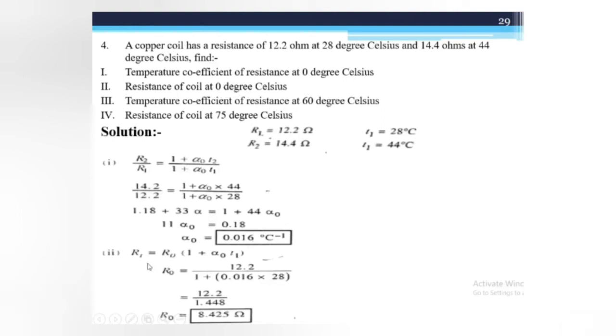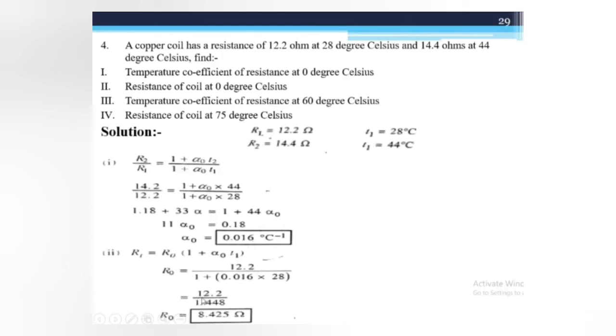Now the second one is the resistance of the coil at 0 degrees Celsius. As we know, RT equal to R0 into 1 plus alpha 0 T. So RT1 equal to R0 into 1 plus alpha 0 T1. By putting the values of alpha 0, T1 and RT1, you can get the value of resistance at 0 degrees Celsius. So it is 8.425 ohm.